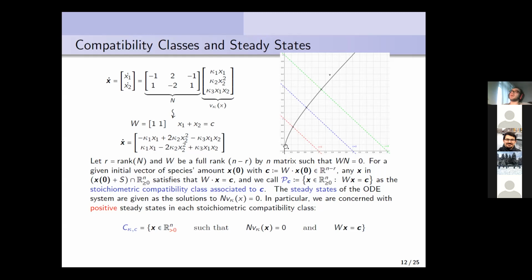Okay, there are a bazillion solutions to N V(K) x equal to 0 given over here, but in each stoichiometric compatibility class, you have only one stationary point, which is given by the intersection of these guys.